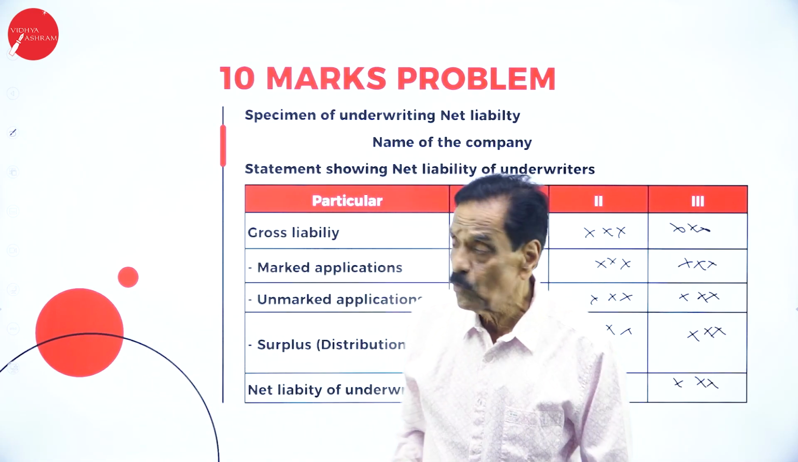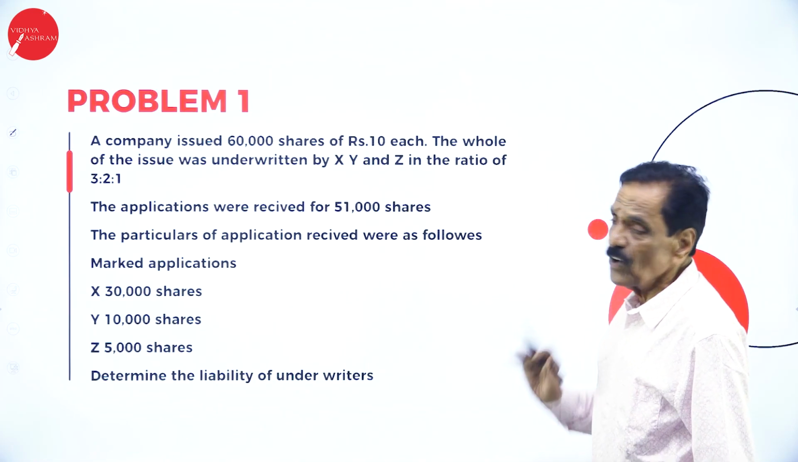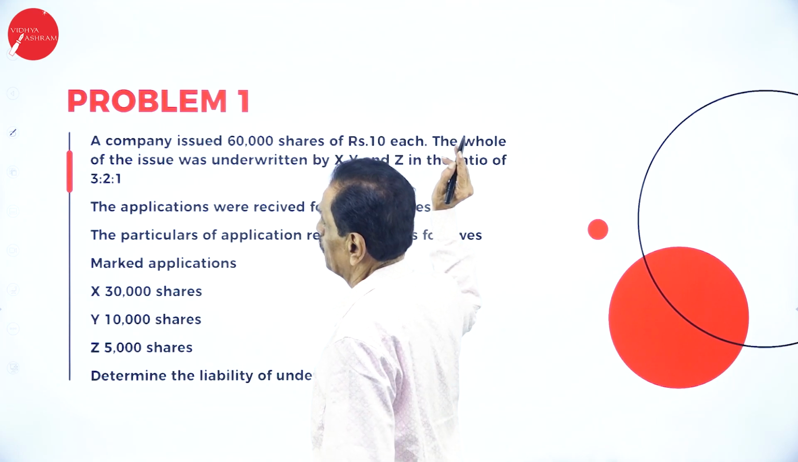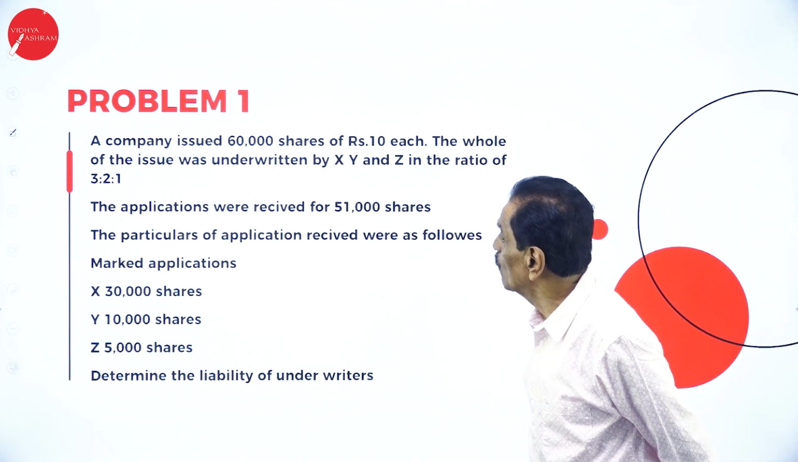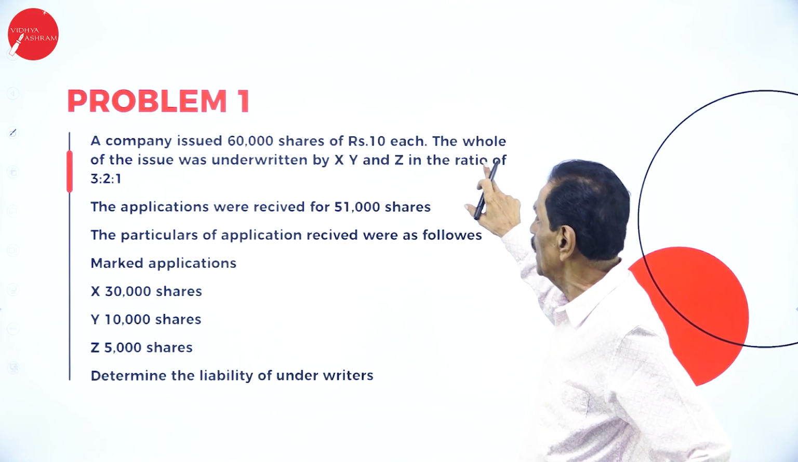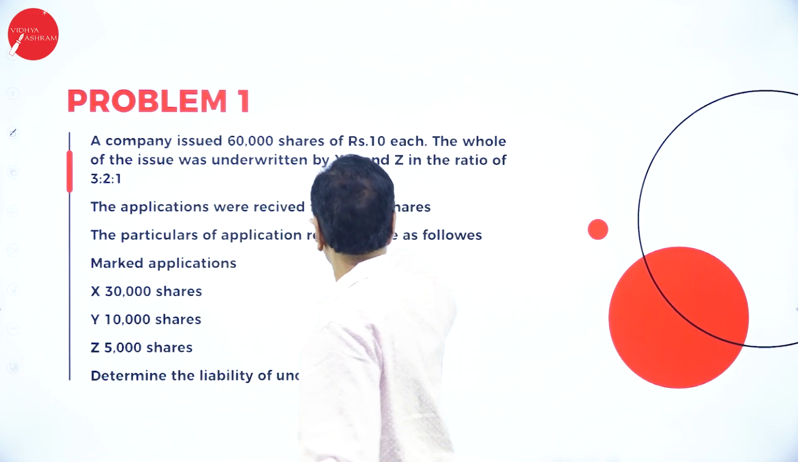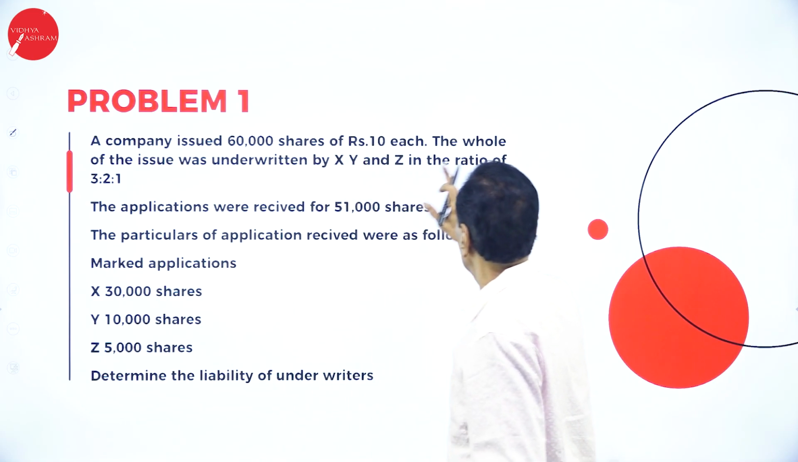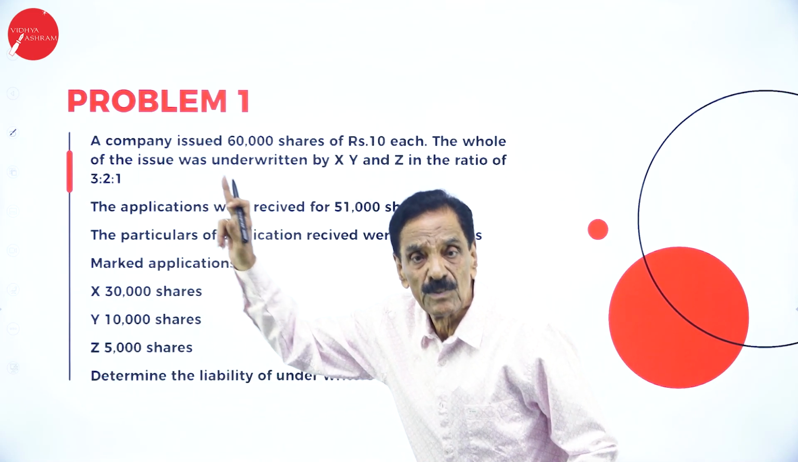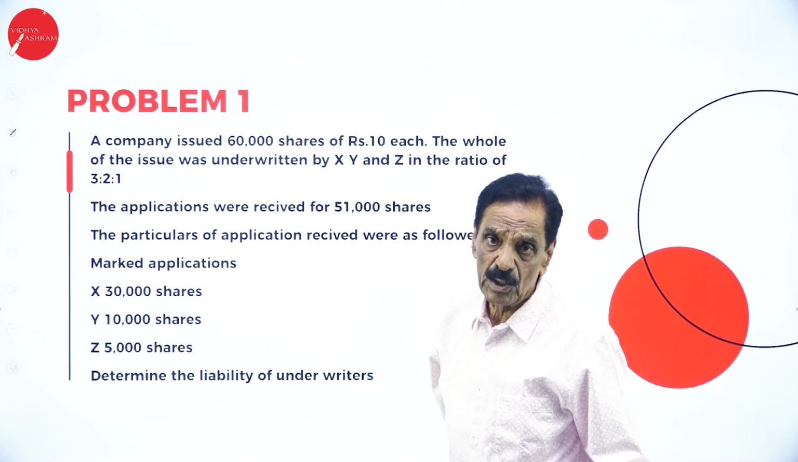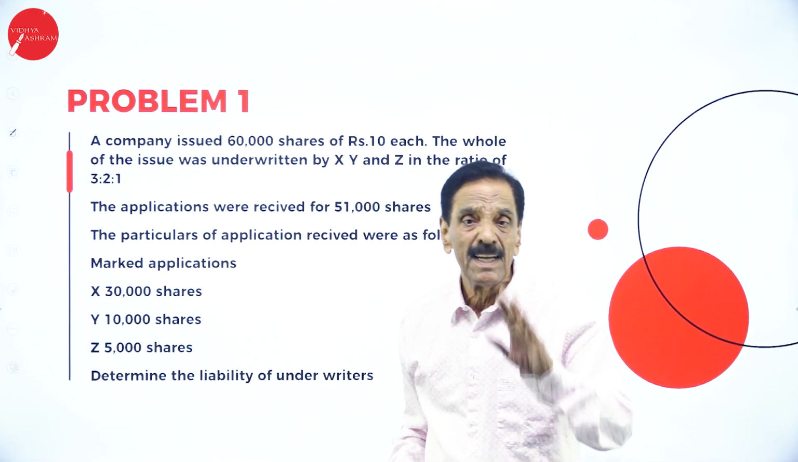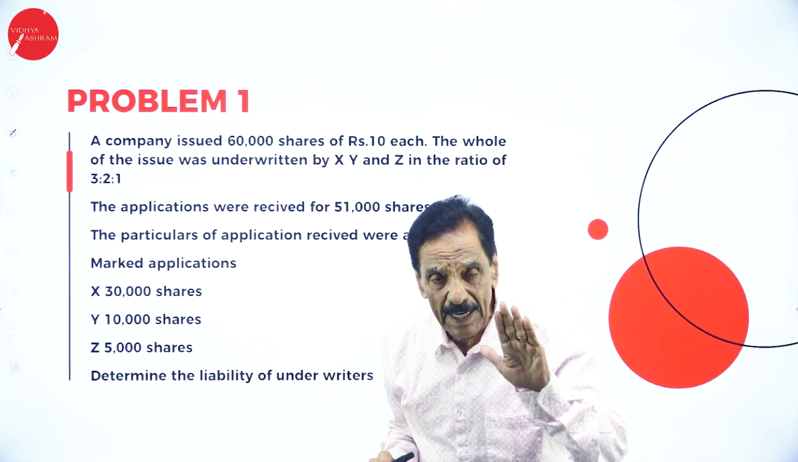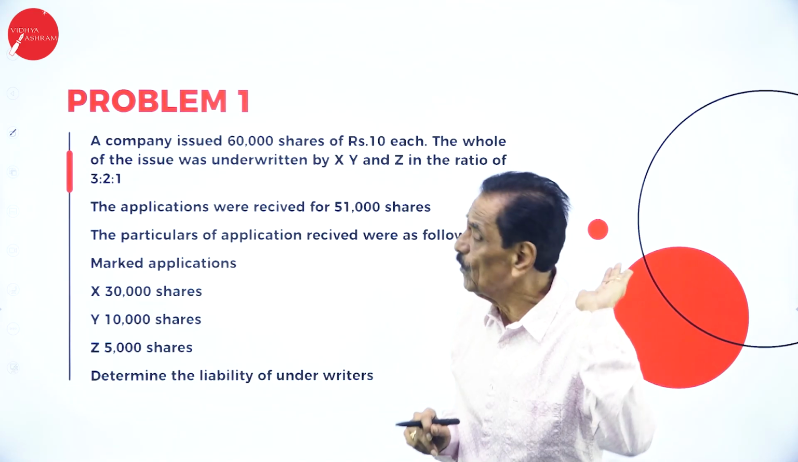Then we move on to the problem now. First problem, a 10 marks problem. A company issued 60,000 shares of rupees 10 each. The whole of the issue was underwritten by X, Y, and Z in the ratio of 3:2:1. What is the total number of shares? 60,000, which has been underwritten by X, Y, and Z in the ratio of 3:2:1.